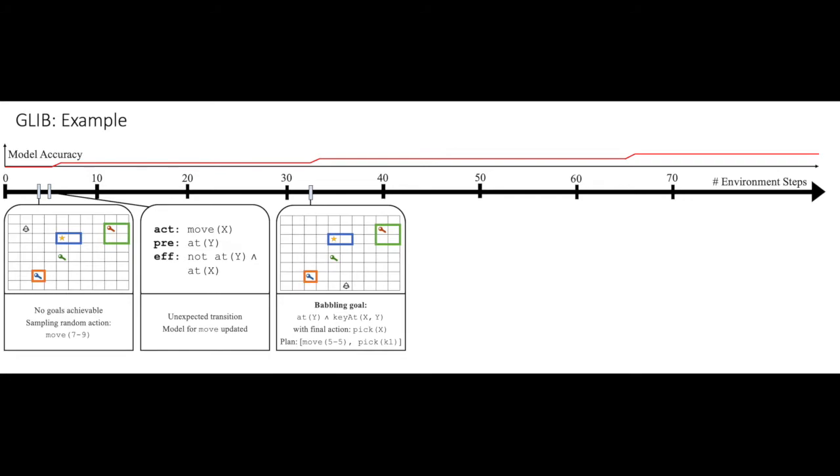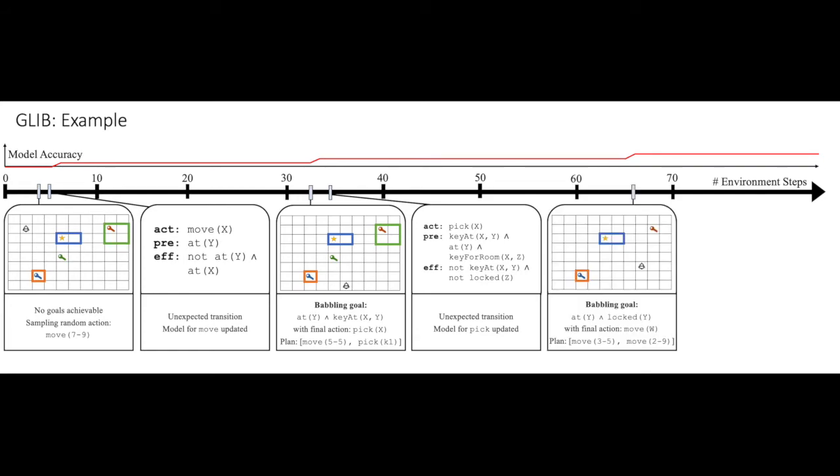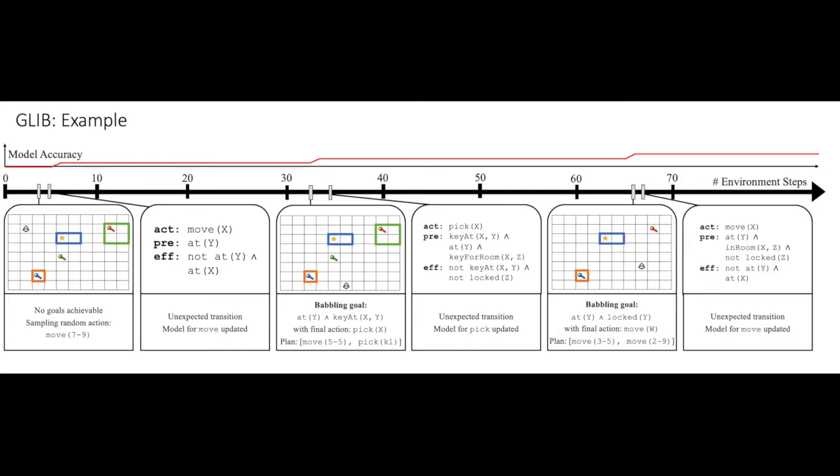At some later time step, the agent babbles the goal of being at a key, resulting in the plan shown here. But when it executes this plan, it picks up the key, causing it to learn a model for the pick action. At an even later time step, the agent babbles the goal of being inside a locked room. When it tries to do so, it fails and realizes that it must again update its model for the move action to add a precondition stating that the room it is moving to cannot be locked.